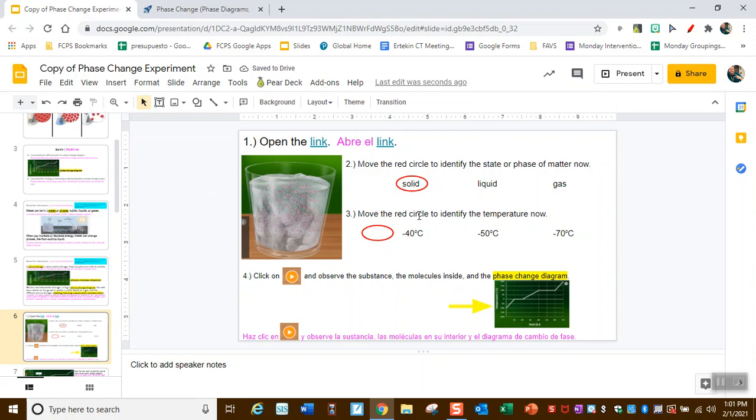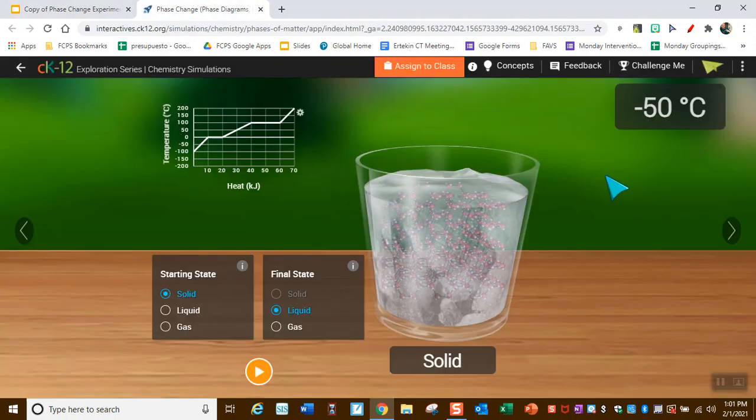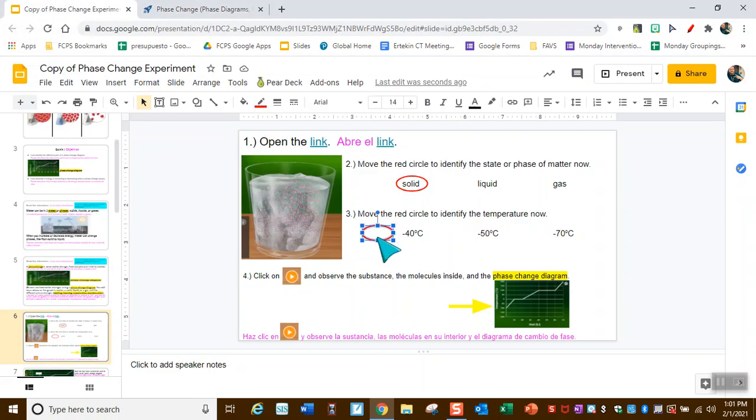Step 3, move the red circle to identify the temperature now. What is the temperature now? So if you go back to the experiment and look over here, it tells you what the temperature is. This means degrees Celsius. So right now it's negative 50 degrees Celsius. So you are going to move this over here to negative 50 degrees Celsius. So whenever you see a red circle, you have to move it over the answer.